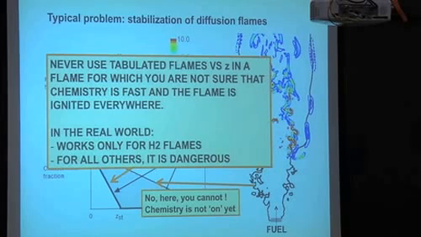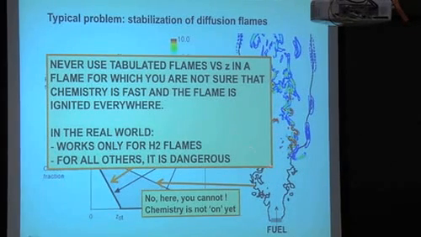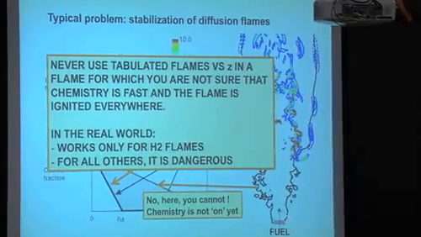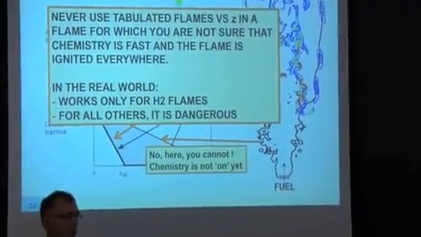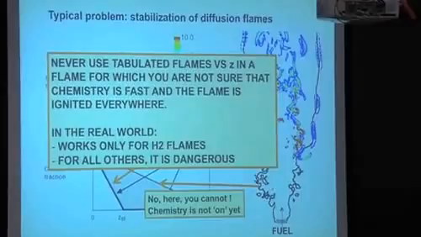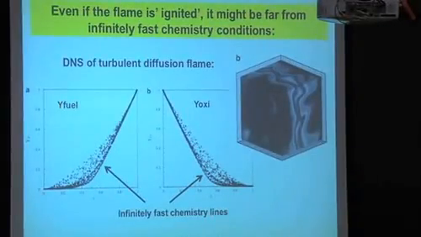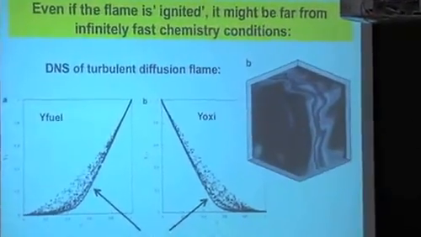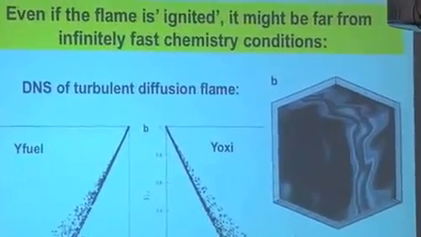That makes sense. I mean, you shouldn't use a tabulation based on infinitely fast chemistry if the flame is not infinitely fast. That sounds like a simple statement, but I've seen quite a few people trying to use this assumption in cases where you can't. And of course, if you're using infinitely fast chemistry here, the flame will start here. The flame will be stabilized on the burner. That would not work. Now, even if the flame is ignited, infinitely fast chemistry is usually not sufficient.